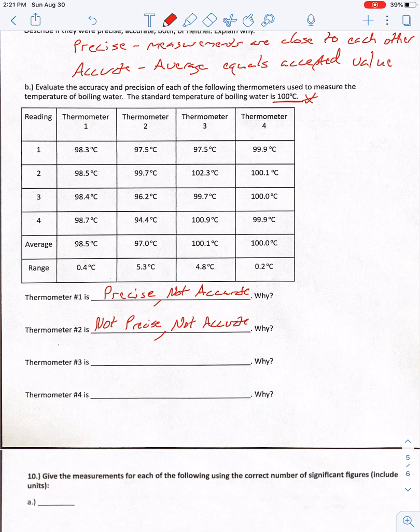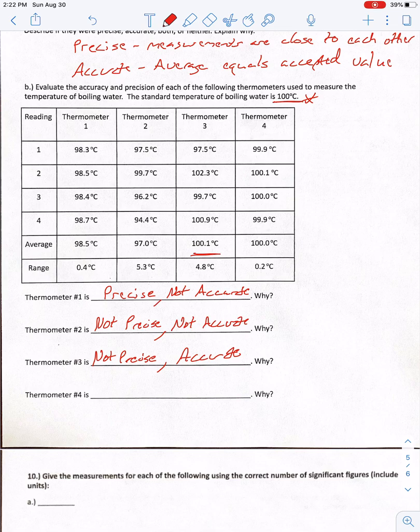So thermometer number 2 is not precise, nor is it accurate. Thermometer number 3: 97.5, 102.3, 99.7, 100.9. Sounds like I'm just throwing off a bunch of radio stations. Okay. So if you look at those numbers, they're all over the place. So they are not precise. Now let's look at the average. So the average is 100.1. That's pretty dang close. So that would be accurate.